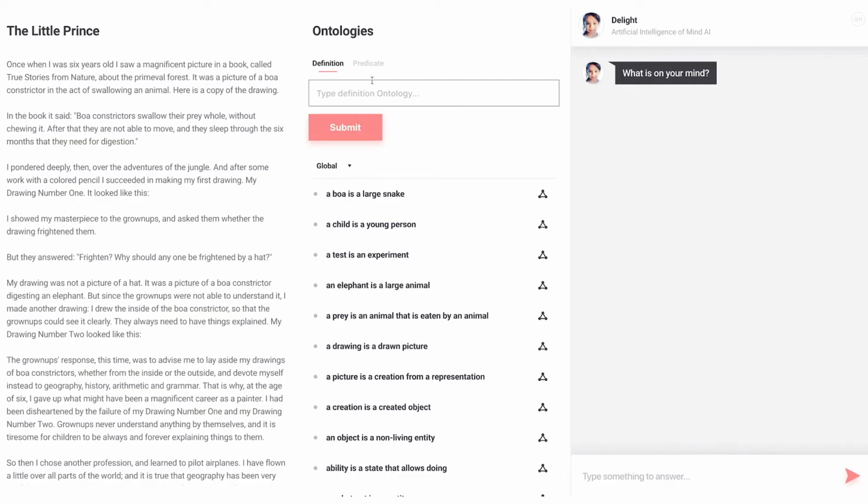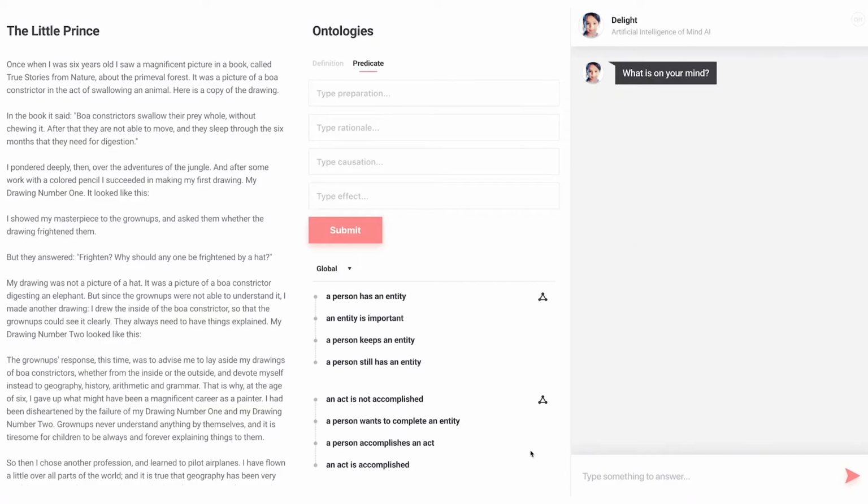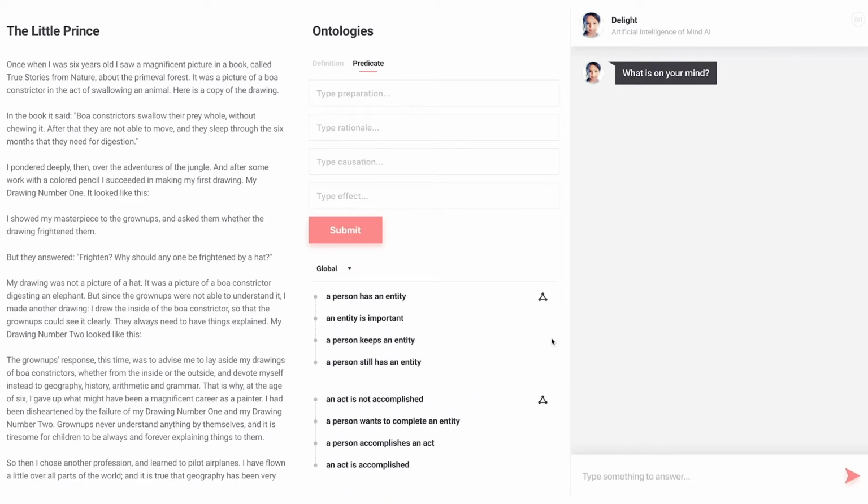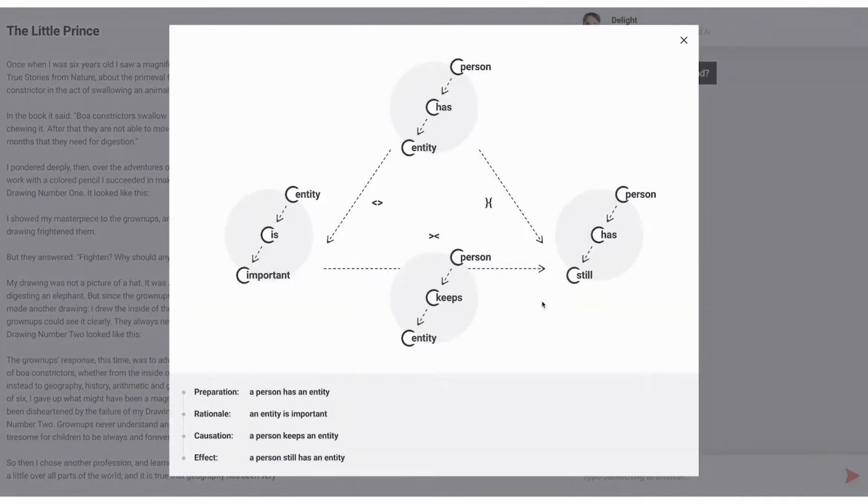The other types of ontologies are called predicate ontologies, and they're a little more complicated in structure, but they're still not that difficult to understand. We say quickly that this is at the top what we call a preparation, at the left a rationale, at the bottom a cause, and at the right an effect. And the bottom two, these are where really the rubber hits the road. These are one way we can model cause and effect. And we'll see that as we go.